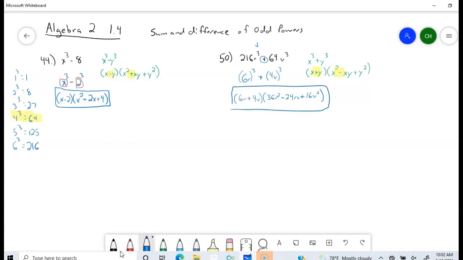All right. So they're not just insanely difficult. The hardest actual math we did was probably identifying that 216 is the same thing as 6 to the third power. Everything else was memorizing the formula and plugging it in. All right. So now when I come back, we're going to work on one that has a higher degree that is still the sum or difference of odd powers.